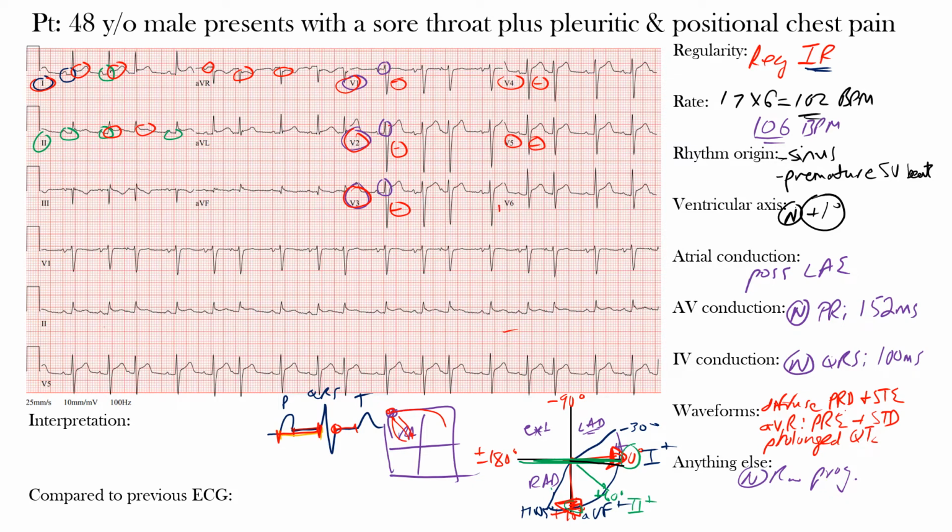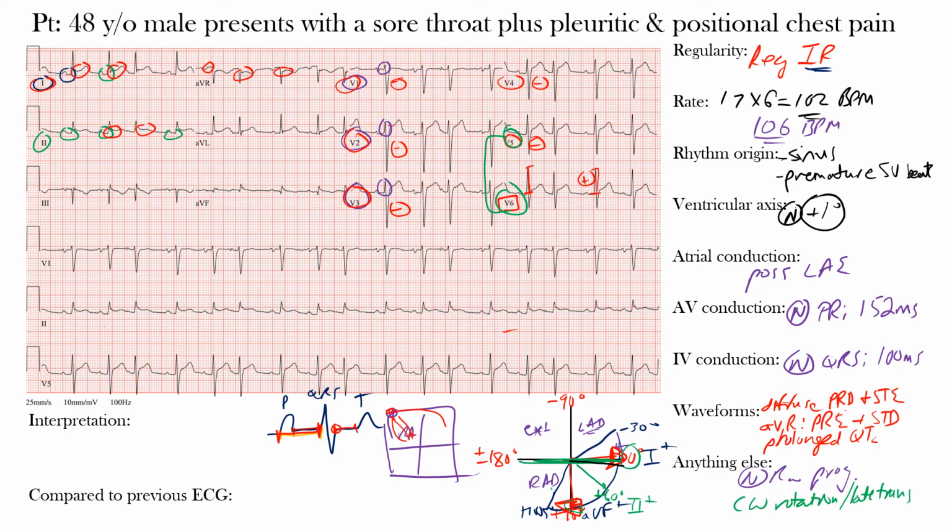And then when we get to V6, you can start to see that the R wave is greater than that S wave there, so it starts to get positive. So that transition is occurring between V5 and V6, okay? And because it's after V4, that's what we call this clockwise rotation or late transition, okay?